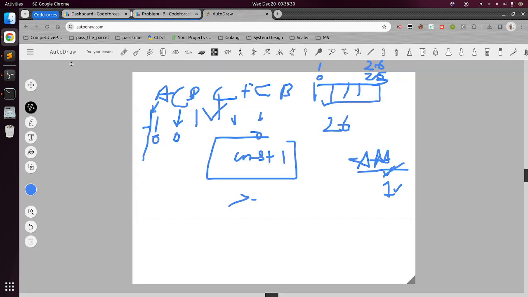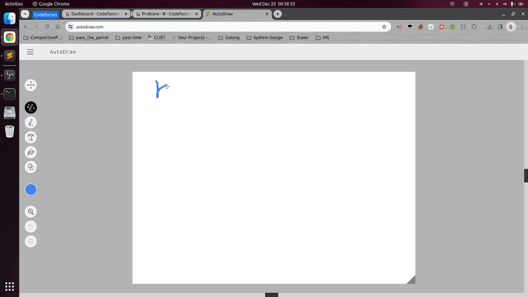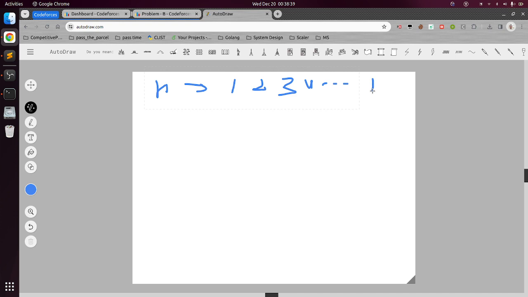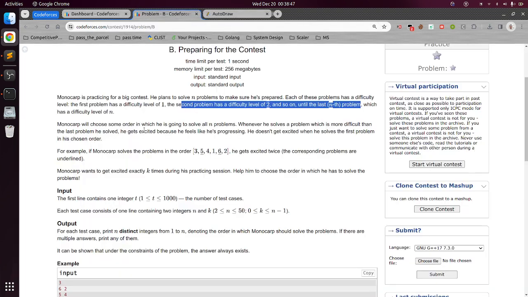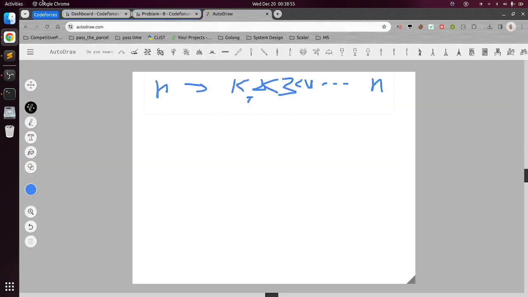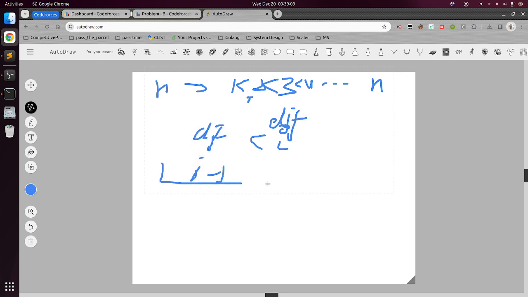So we know that if we are given a particular n, there are n problems from 1 to n, and their numbers depict their difficulty level. So 2 is greater than 1 in difficulty, and so on. Now it's written that he gets excited if he feels he's progressing, and progress means he solves a problem which is more difficult than the previous problem. Since they are distinct integers from 1 to n, at the ith time, if the difficulty of problem i is greater than the difficulty of problem i minus 1, then this event is known as excitement.